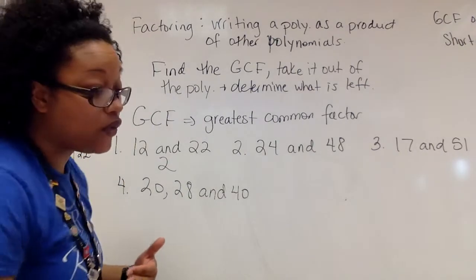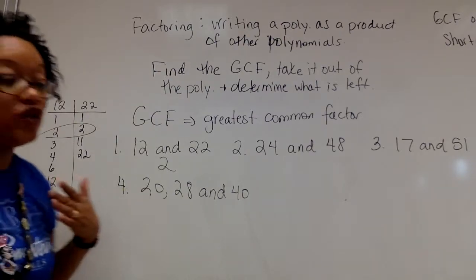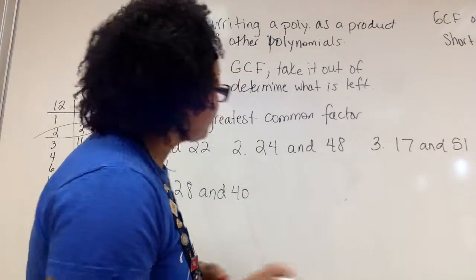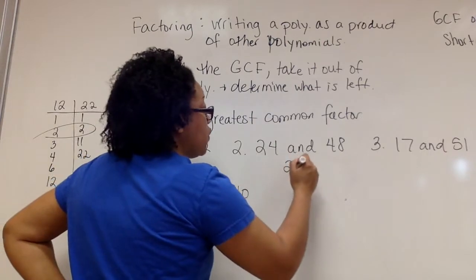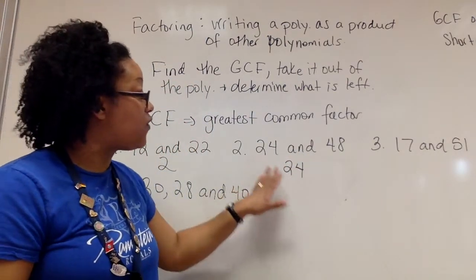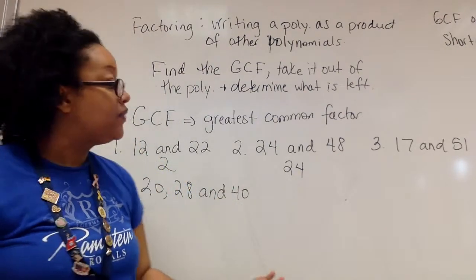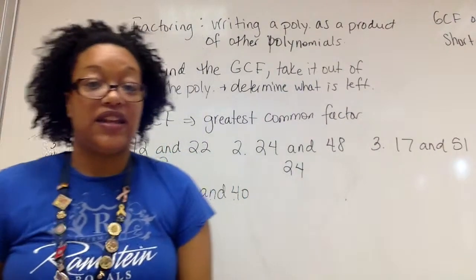So for number 2, if you need to make this table, do it. If not, do it in your head. Either way, you should realize that 24 is the greatest common factor. 24 is a factor of itself, and it's a factor of 48. That's the GCF, okay?